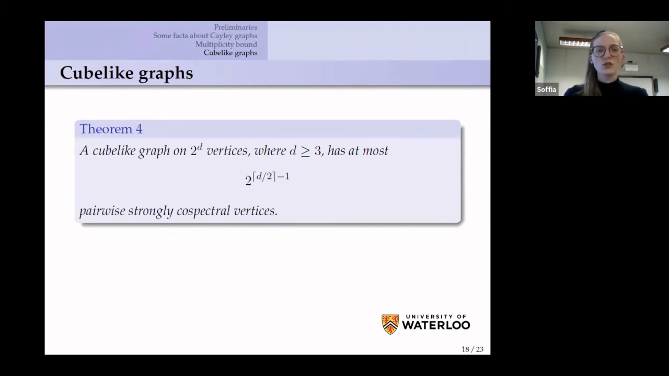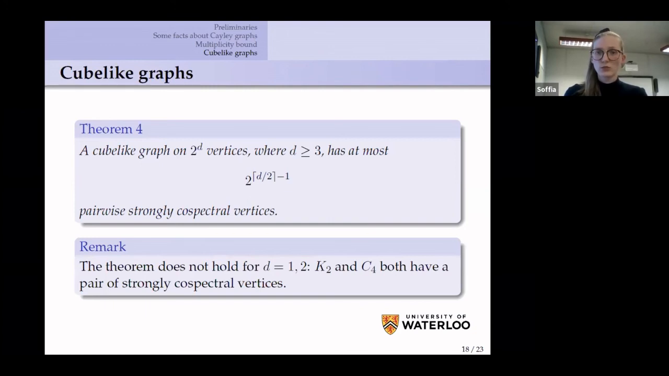A cube-like graph on 2 to the d vertices, where d is at least 3, has at most this many pairwise strongly cospectral vertices. So if d is even, we get at most 2 to the half d minus 1. And if d is odd, we get at most 2 to the (d minus 1) over 2 pairwise strongly cospectral vertices. It's worth noting that this doesn't hold for d equal to 1 or 2, because this bound would give us 1, whereas both K2 and C4 have a pair of strongly cospectral vertices.